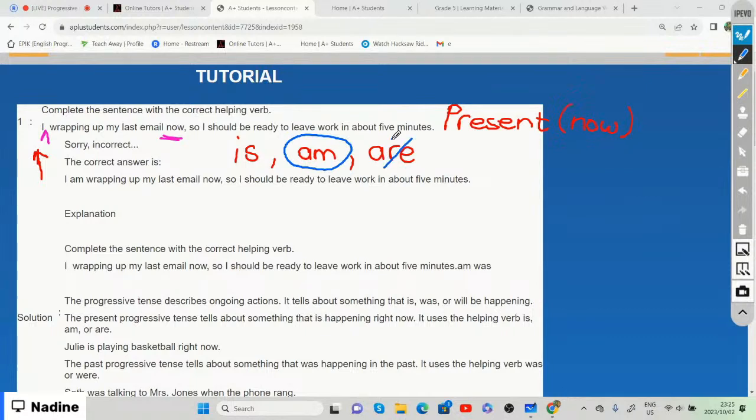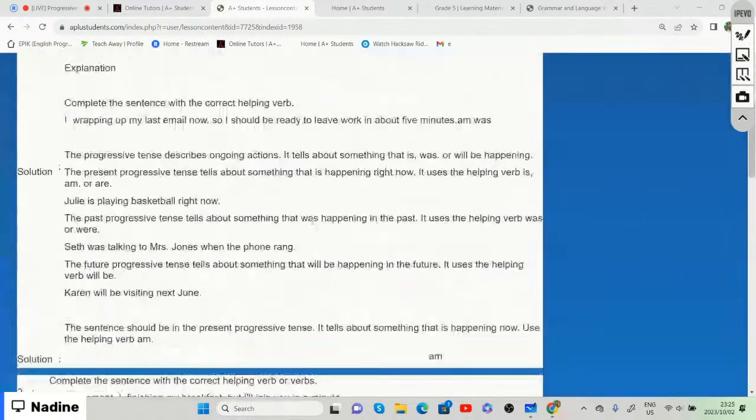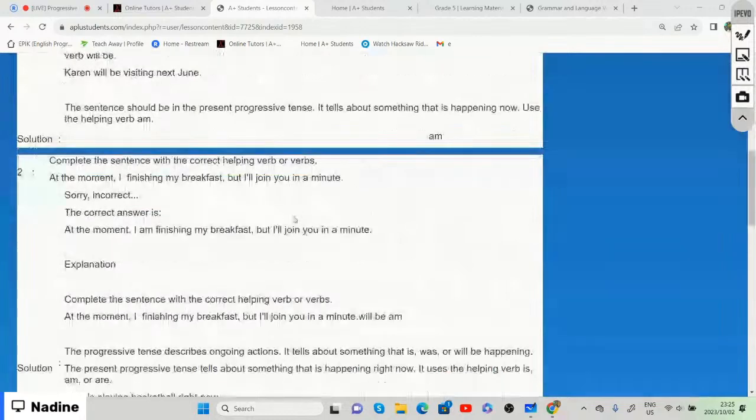Let me scratch out these ones because we're not using those ones, right? So I am wrapping up my last email now, so I should be ready to leave work in about 5 minutes, right? So I am, it also shows that it is the present. It is a present progressive tense. So if you said I am also, then that is correct. So well done. So am is the correct helping verb.